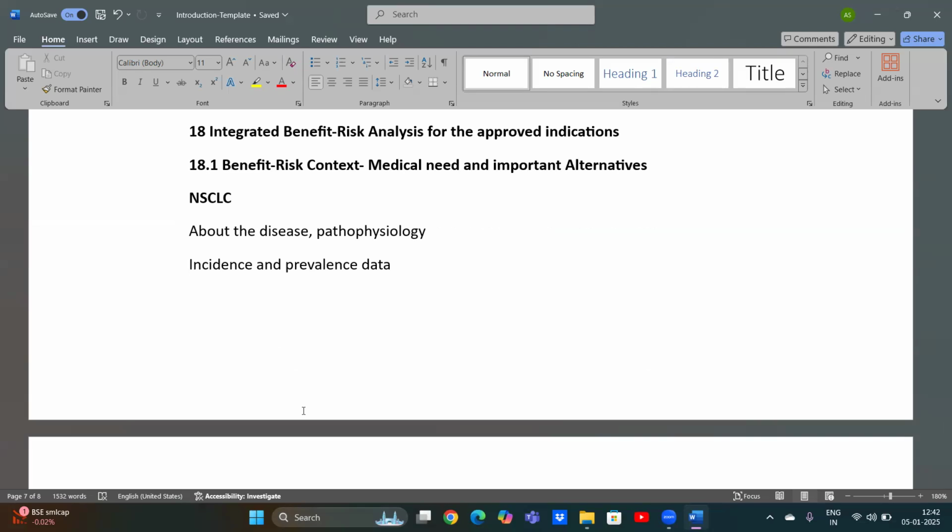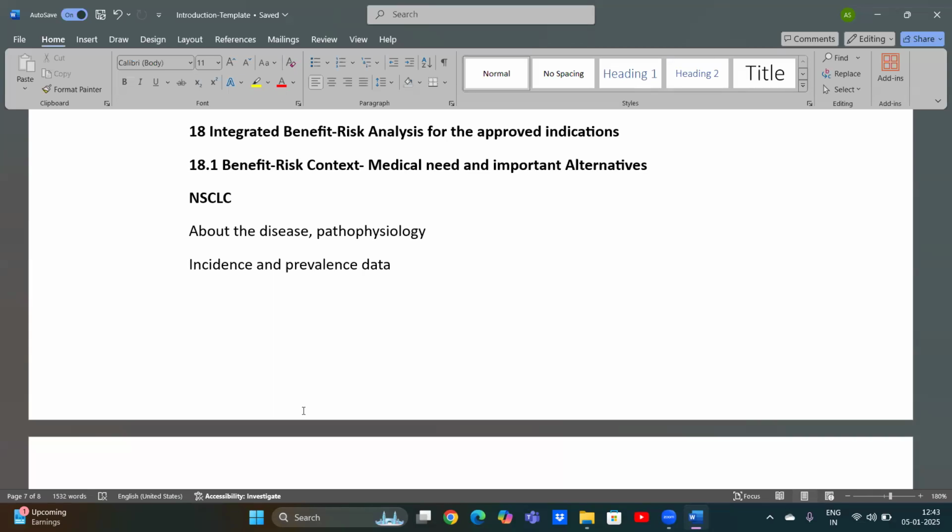Hello, Amit. In the RMP, in part two, in S1, there's a section like epidemiology. Yes, you can take incidence and prevalence data from there, because incidence and prevalence means epidemiology only, and that is provided mainly by the RWE team. So you can take data from there.